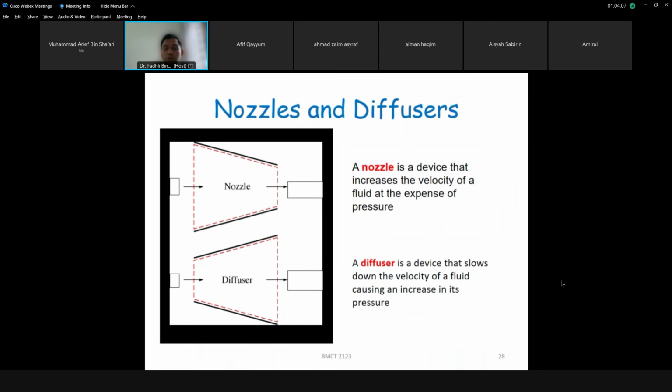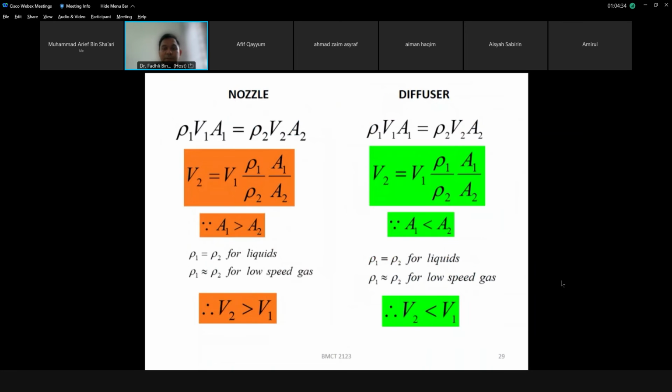Contoh nozzle, it is used to increase the velocity. Diffuser to reduce the velocity. Itu fungsinya. It's not used for producing work or using work. So then W tu kita boleh cancel lah. Sebab nozzle and diffuser is nothing about work. Dia tak ada kaitan apa-apa dengan kerja. So W kita boleh masukkan.